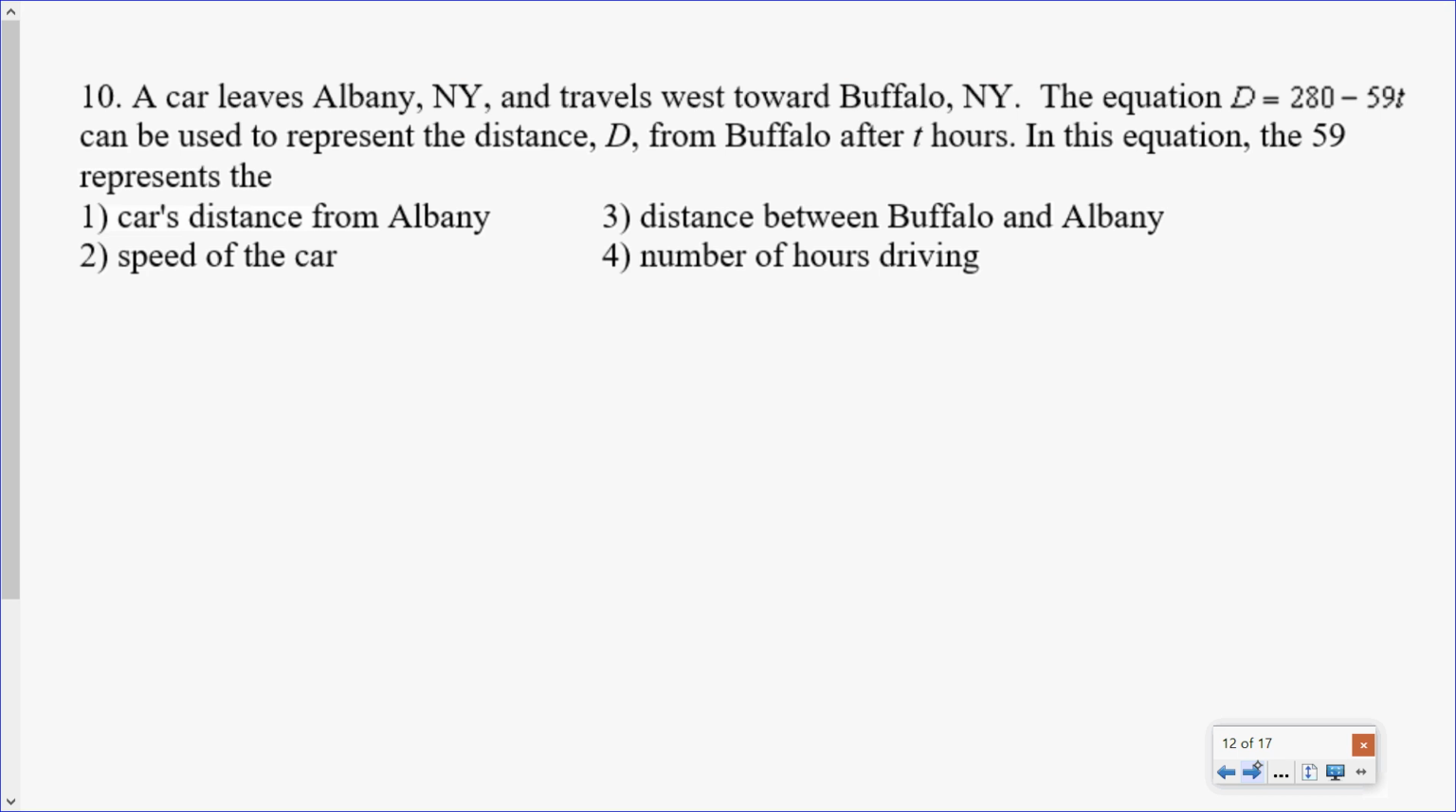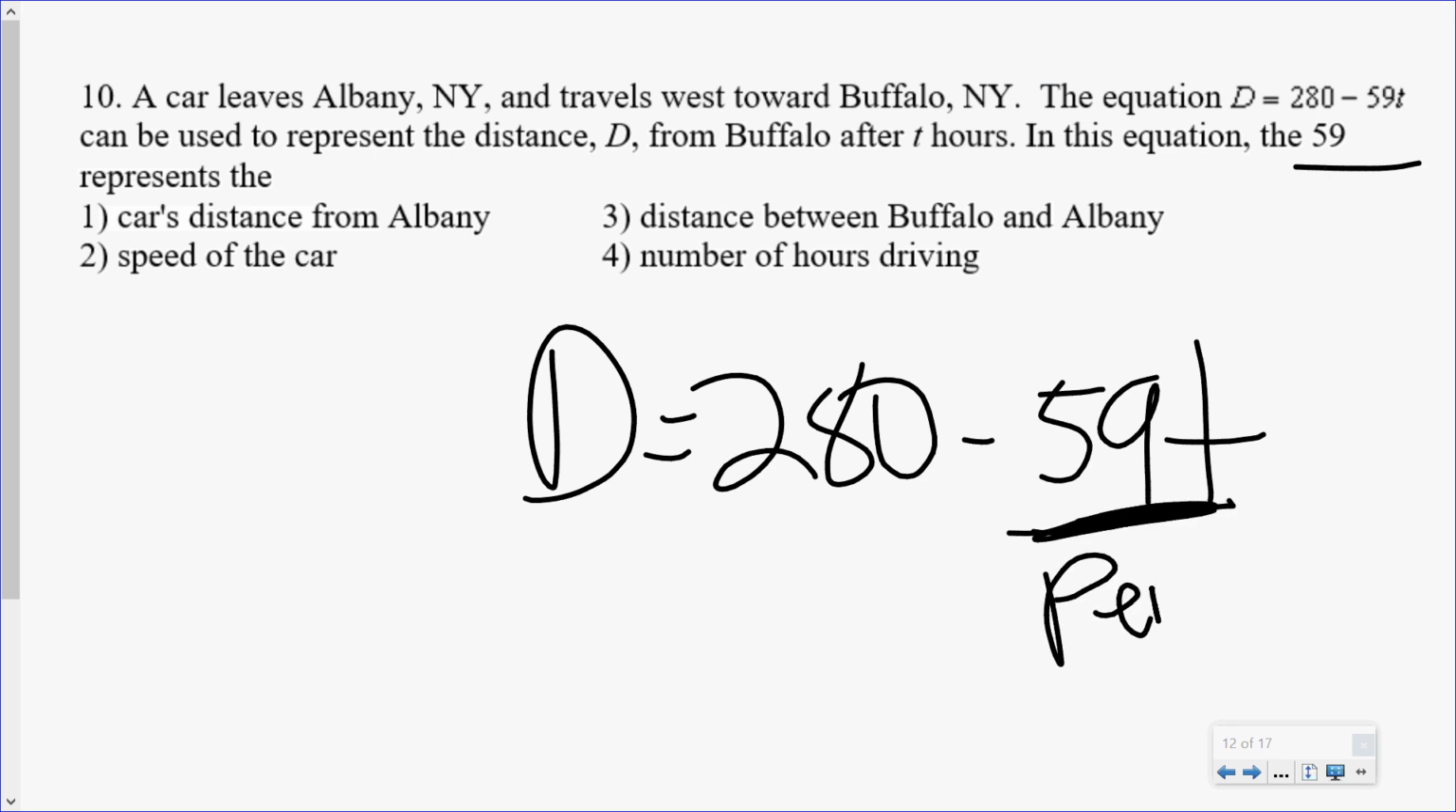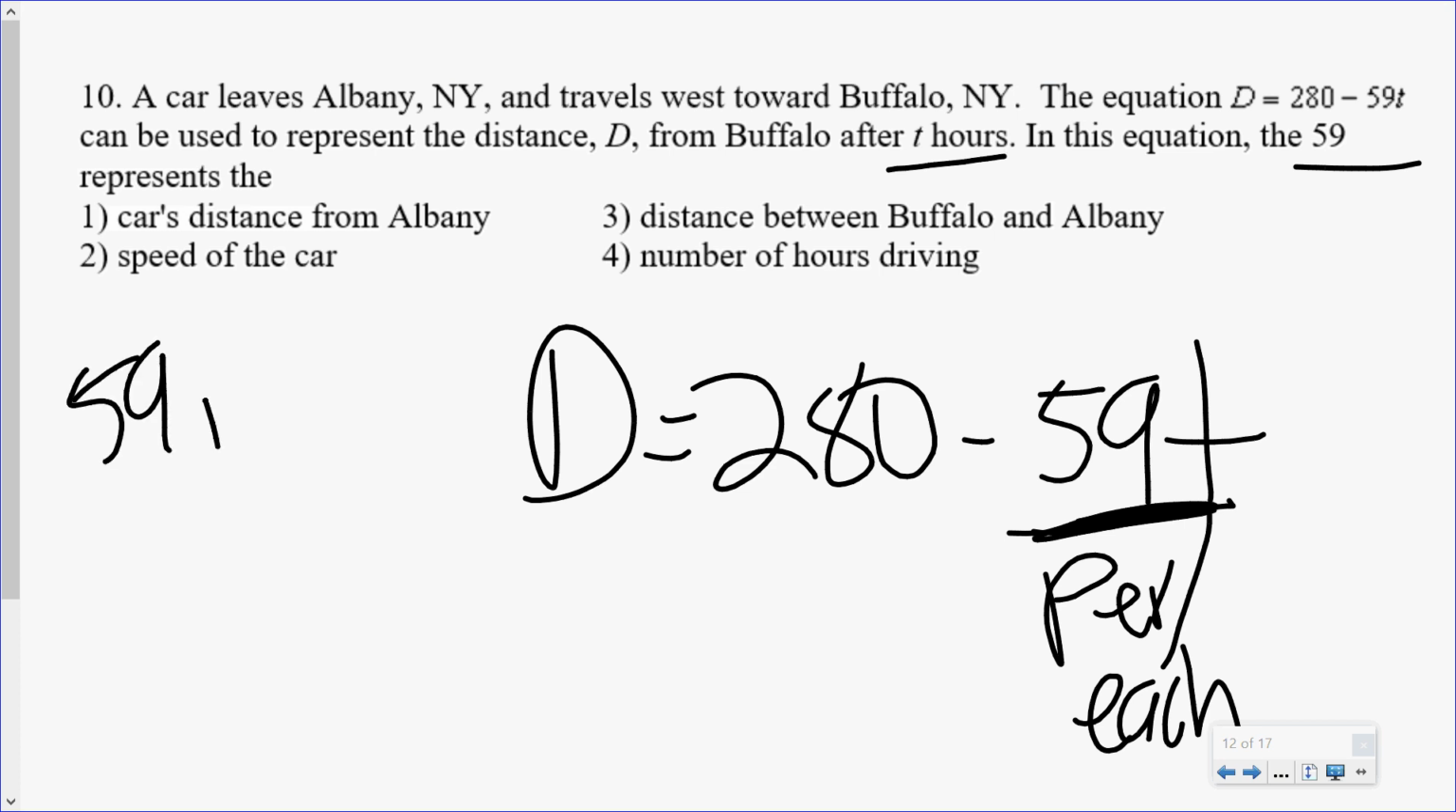Okay. I have D equals 280 minus 59t. It's asking what the 59 represents. Well, the 59 is in front of the variable, so that's got to be your per or each. Now, what does t represent? T represents hours. So it's 59 per hour. Now, I don't see per in any of the choices. I don't see each in any of the choices.